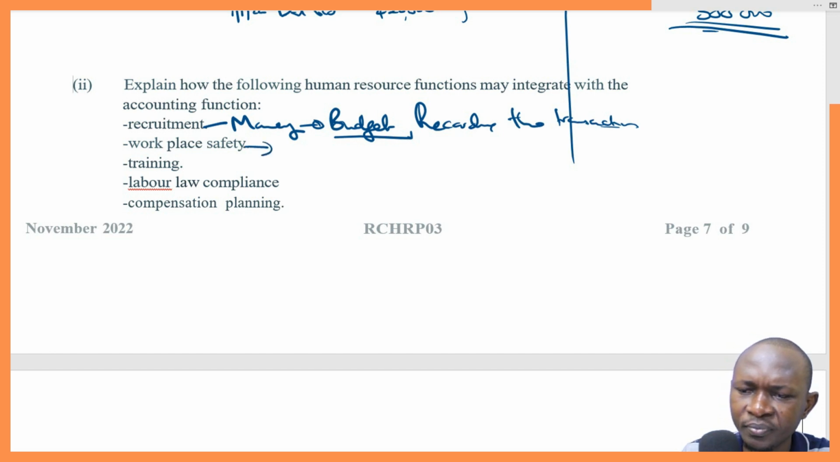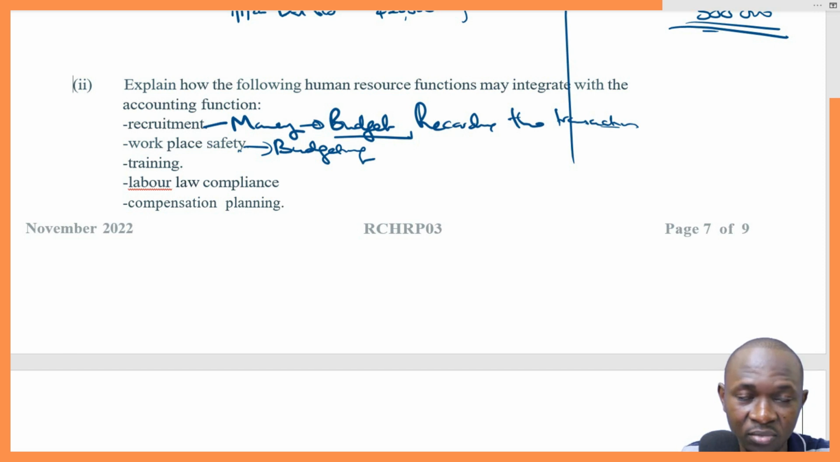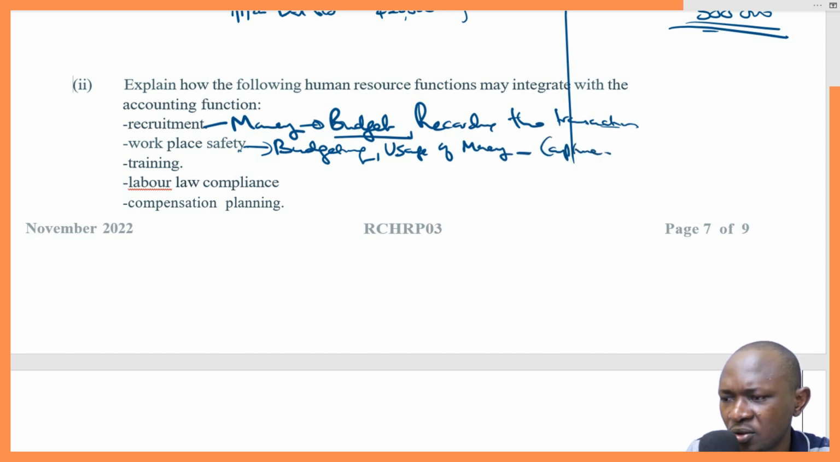Workplace safety. Again, we must budget for workplace safety. This involves purchasing or incurring some expenditure in trying to equip the workplace with the safety precautions. It involves budgeting and usage of money. And then where we use money, we have to capture the transactions. Training also involves budgeting and usage of money.